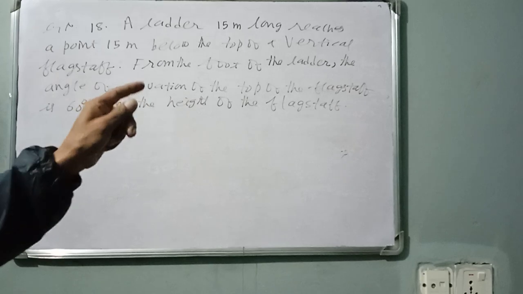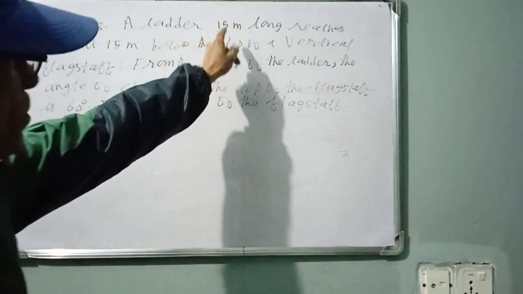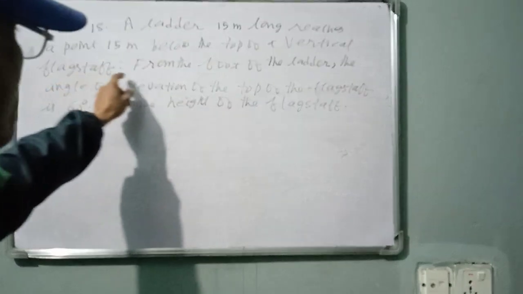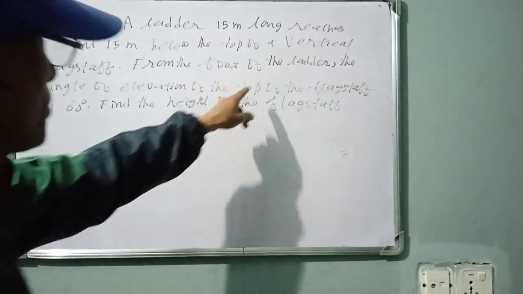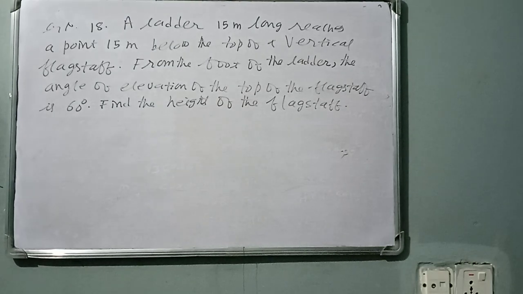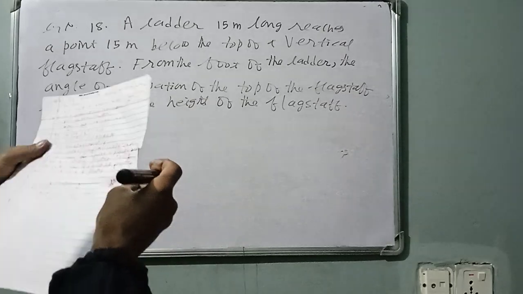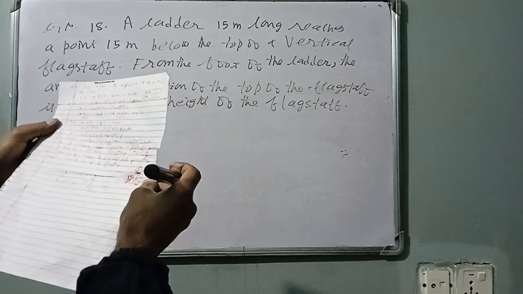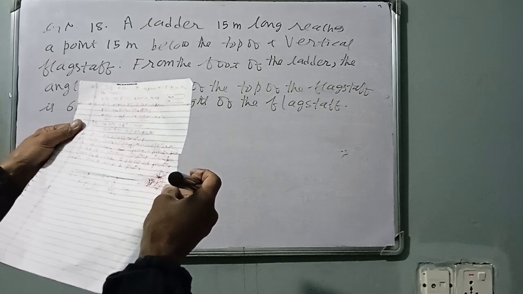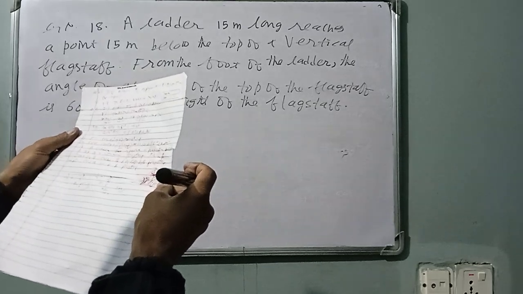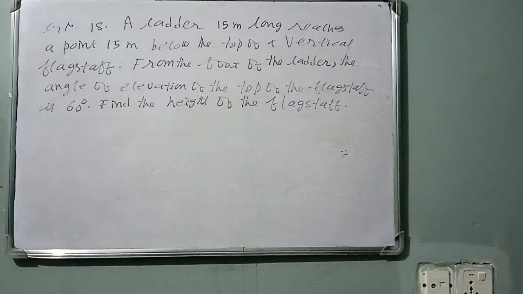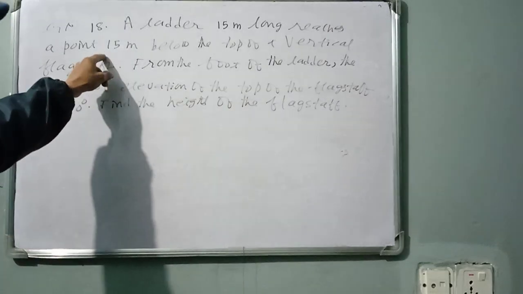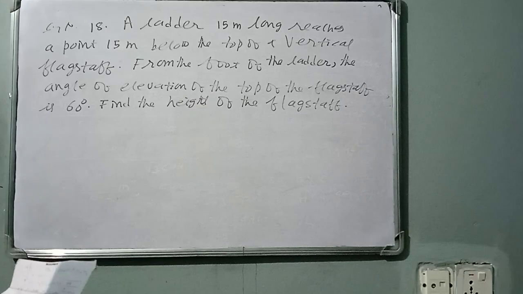See, the question is a little bit long. What is the given condition? A ladder is 15 meter long, just like an inclined plane. It reaches a point 15 meter below the top of a vertical flagstaff from the foot of the ladder. The question is a little bit incomplete. There is a pole, or there is a tower also, above which there is a ladder. Vertical flagstaff is there.